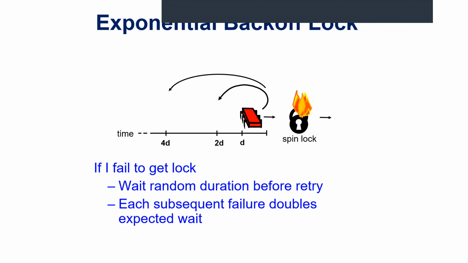a wait period, or sometimes we can send it to sleep mode also. We can send it to sleep or to wait, meaning that the thread will not perform any operation. Simply it will be idle. After that wait period completes, it tries to acquire the lock one more time. If it fails, then we double the expected wait.